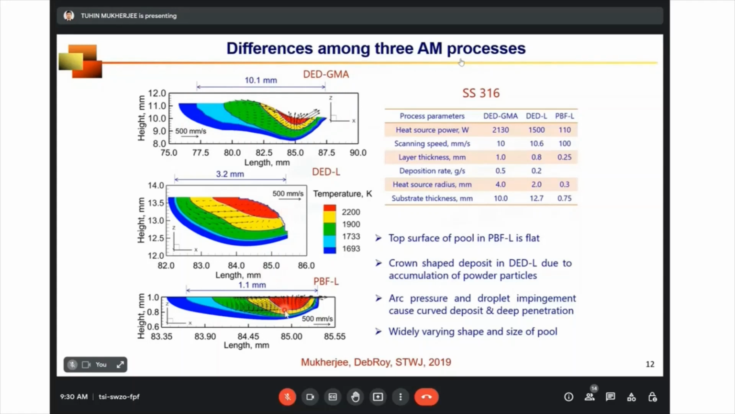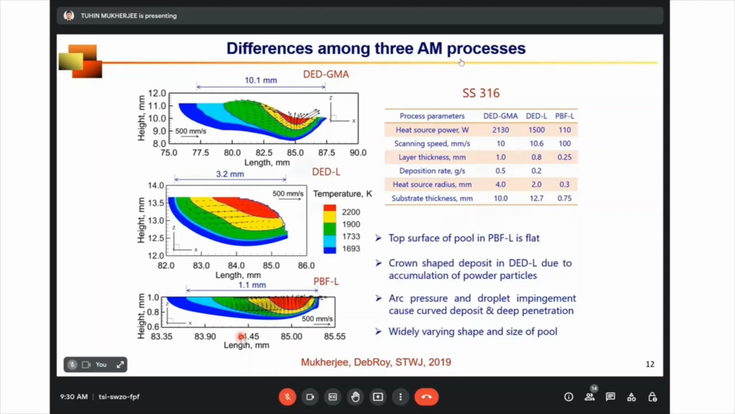On the other hand, for powder bed fusion laser, where we deposit very thin layers in the micron range, often thinner than a human hair, it forms a very small, tiny molten pool. So if we want to make a very complex and intricate part, we need to deposit very thin layers. We use powder bed fusion.